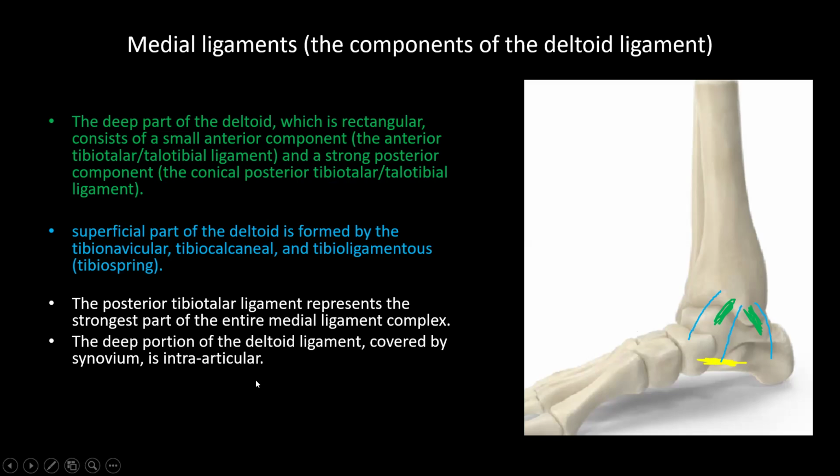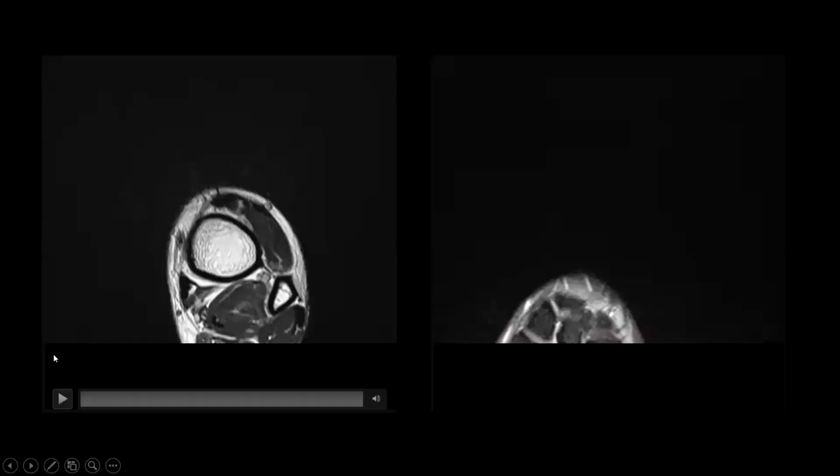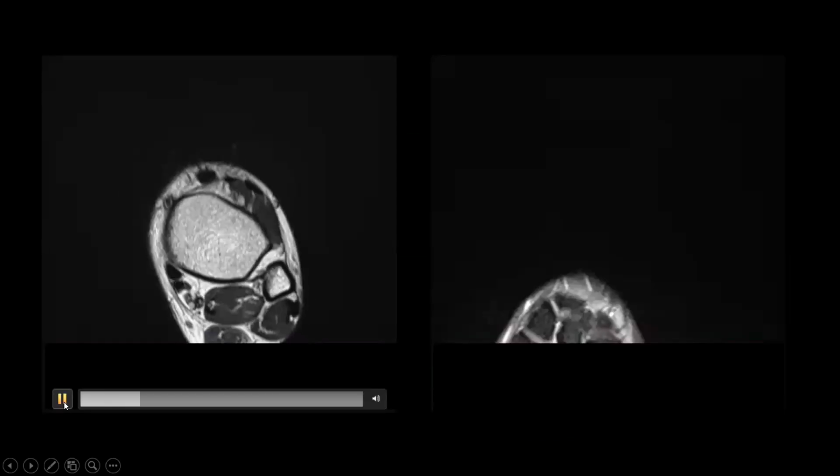The posterior tibiotalar ligament represents the strongest part of the entire medial ligamentous complex, and the deep portion is basically covered by synovium and it is intra-articular. Now let's have a look at these ligaments one by one.